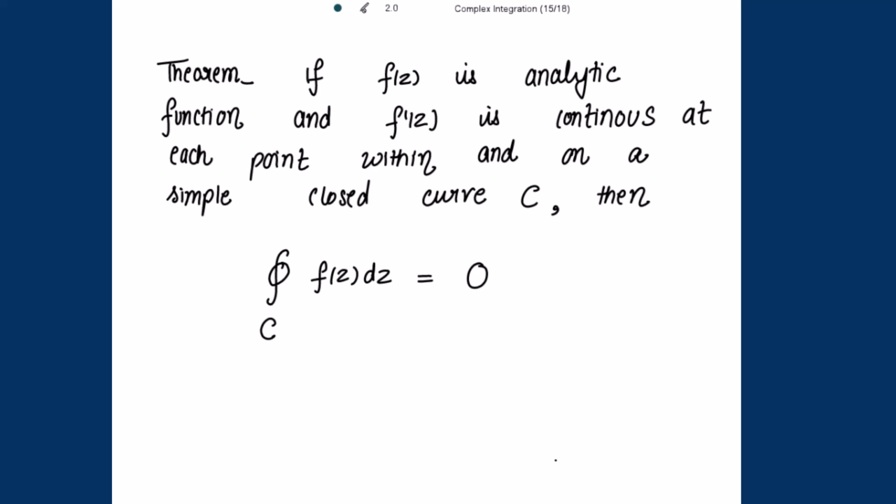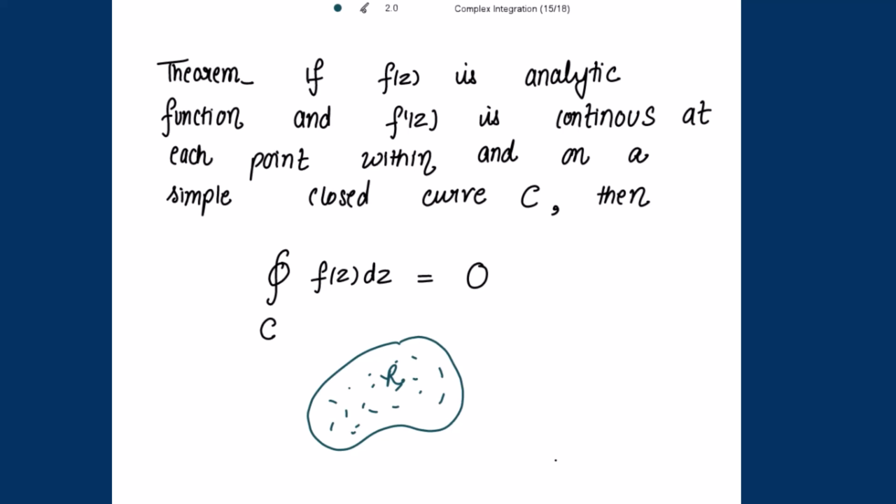What is the meaning of a simple closed curve? If the curve does not cross itself, such a curve is a simple closed curve, right? So this is your region R and this curve is enclosing all the points of this region, right?